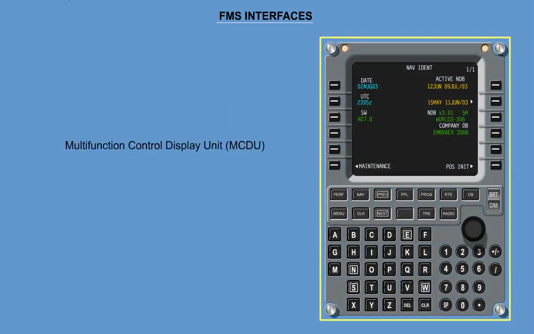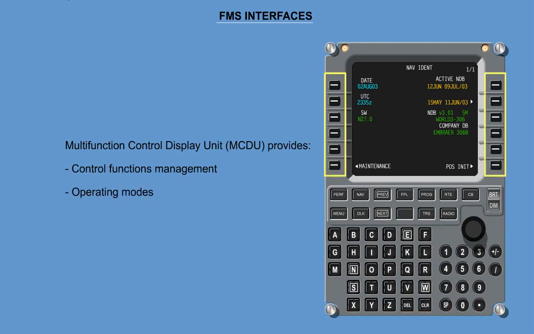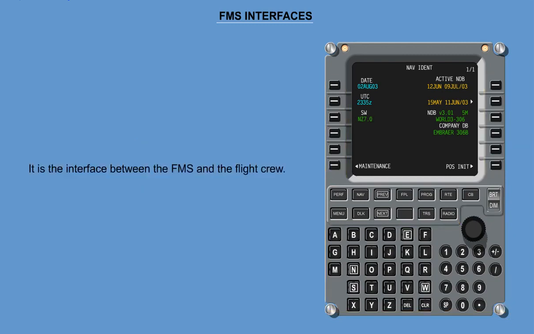The Multifunction Control Display Unit, MCDU, located on the control pedestal, provides control functions management and operating modes for proper FMS operation. It is the interface between the FMS and the flight crew.